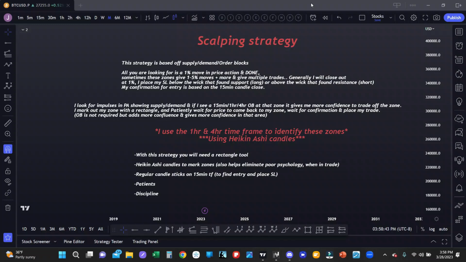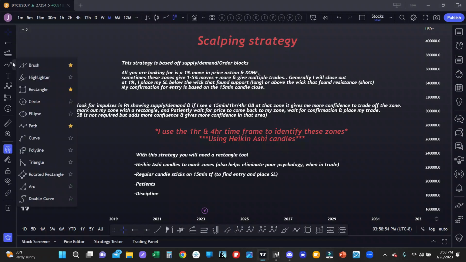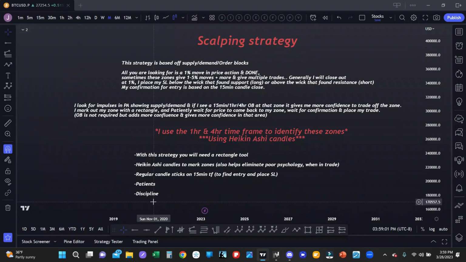Okay. I mark out my zones with a rectangle, which is just this tool right here. Rectangle, you can find it right over here in your left pane of your TradingView screen. You just open it up and you'll see the rectangle right there. Put a star on it, add it to your toolbar. That's what I use, and that's what you can use as well to find these zones, to mark them out.